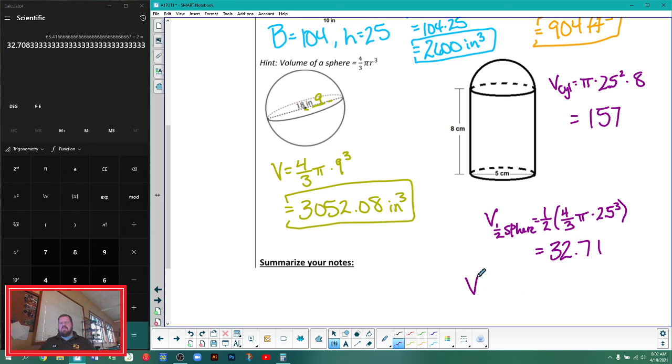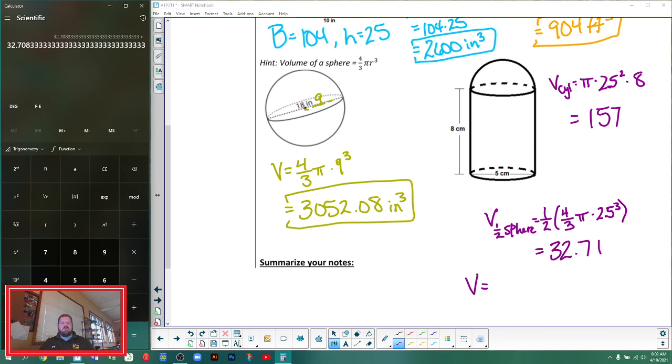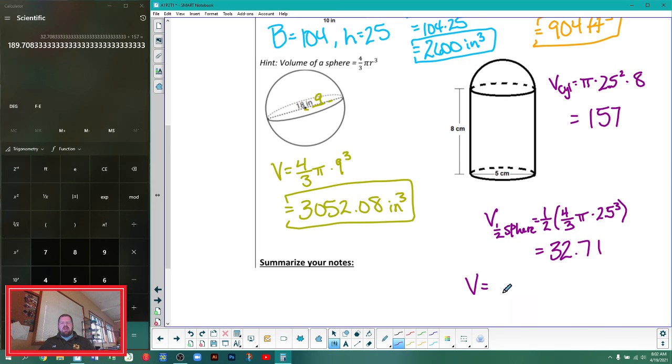So my total volume now is going to be those two pieces added together. So 189.71. And those are going to be cubic centimeters.